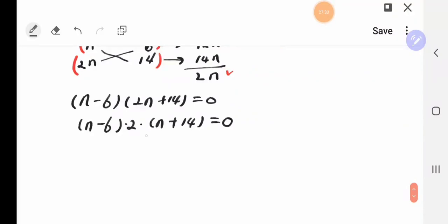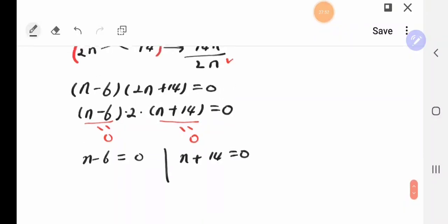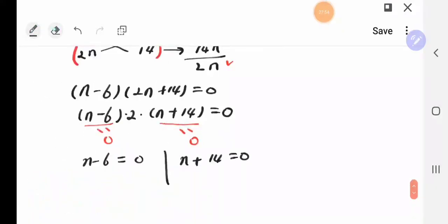Okay, so we can set each factor equal to 0. Set this factor equal to 0 or this one equal to 0. Then we can find n. So n minus 6 is equal to 0 or n plus 14 is equal to 0. Once you factor out 2, this will be n plus 7, right? 2 times 7 is 14.